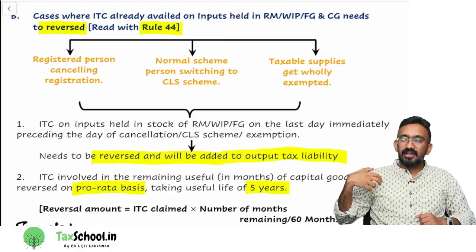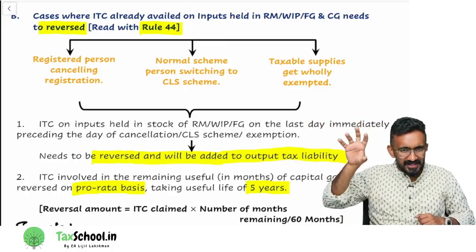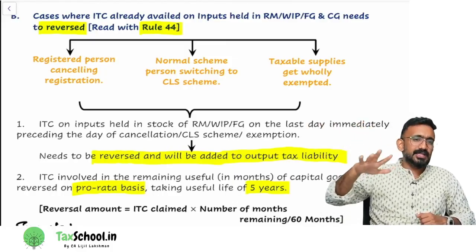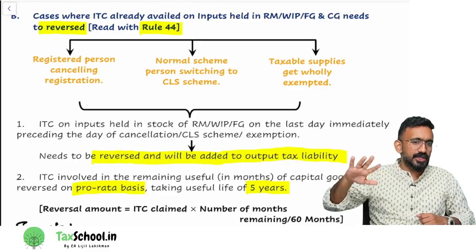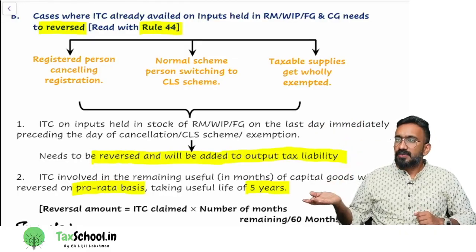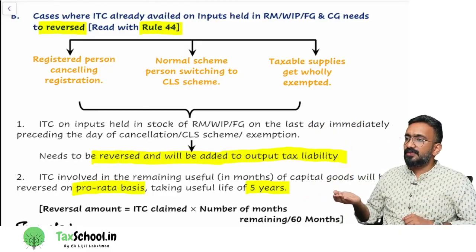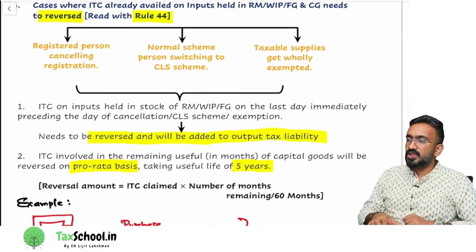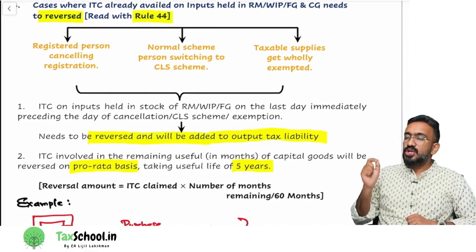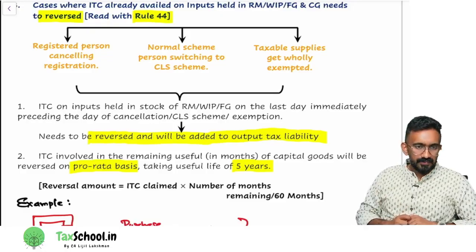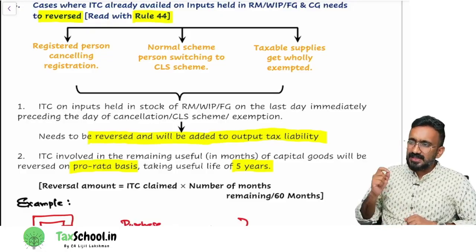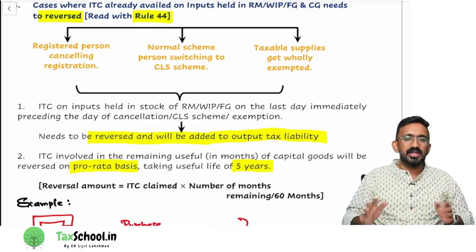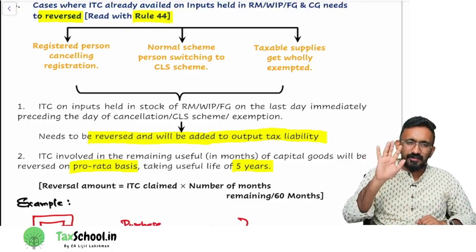Same is with capital goods. After considering the same 5-year time period, based on the balance lifetime of the asset in number of months, you will have to reverse the credit. It says ITC involved in the remaining useful life in months of capital goods will be reversed on a pro rata basis, taking a useful life of 5 years. How would you compute the reversal amount? ITC claimed into number of months remaining divided by 60 months. 60 months is how many years? 5 years. Same understanding of 5% per quarter.